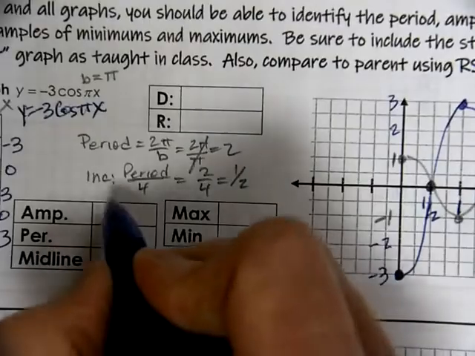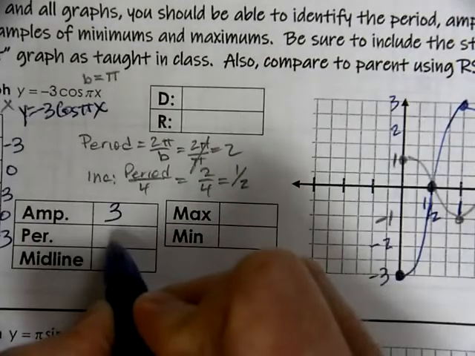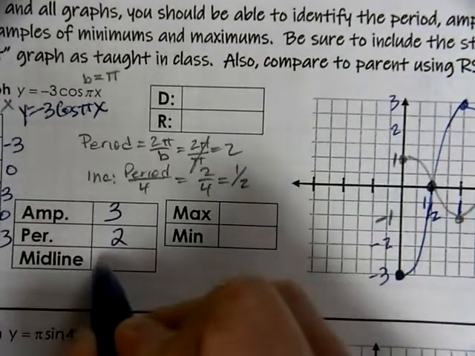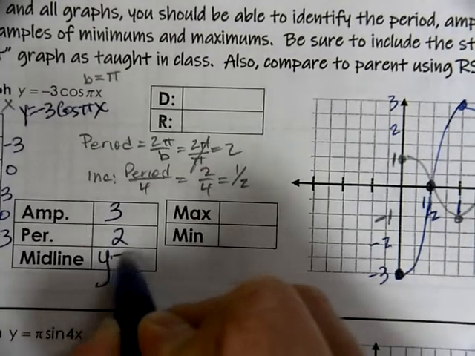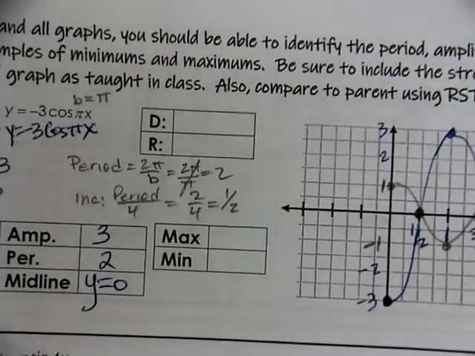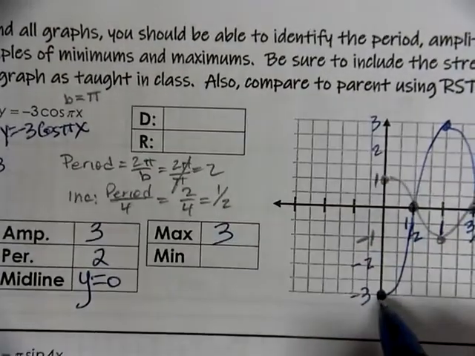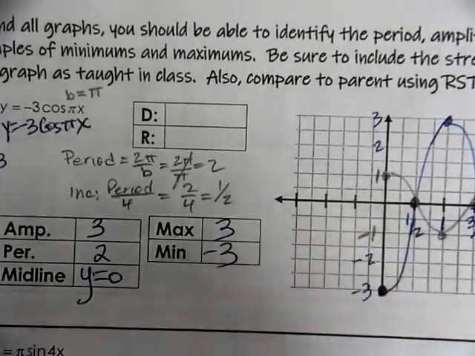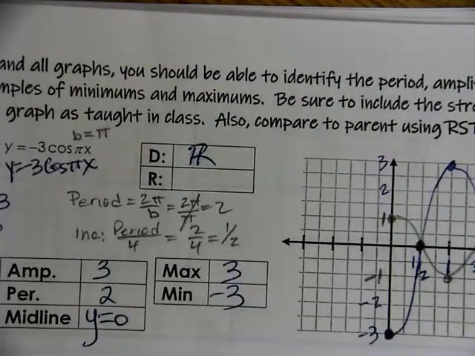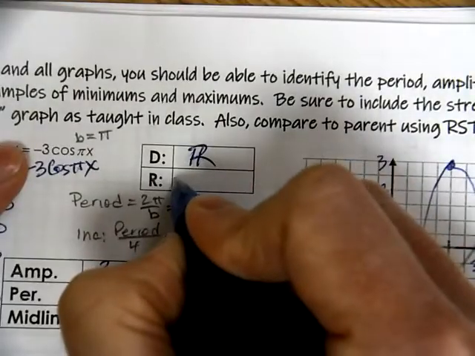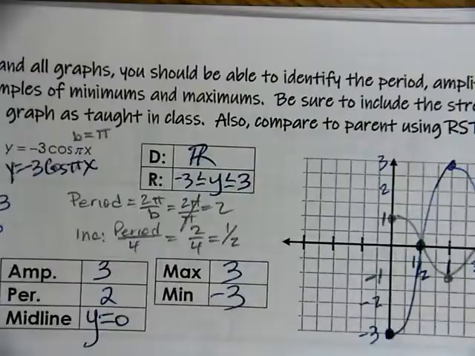Our amplitude is the absolute value of A. The period we calculated as 2. The midline is y equals k, and our k value is 0, so y equals 0. Our max number is the highest number, so that's 3. The min number is the lowest number, that's -3. The domain for these trig functions is always all real numbers, and our range goes from -3 to +3.